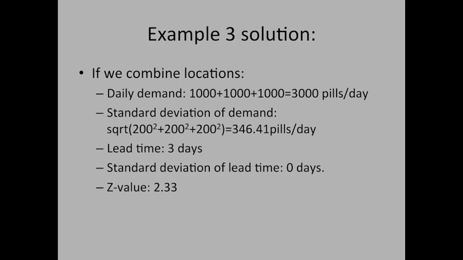What happens if we try to combine locations? Our daily demand will be the combined demand of all three locations, so 1,000 plus 1,000 plus 1,000 equals 3,000 pills a day. Our standard deviation of demand, we take the standard deviation of demand at each location, square it, add it up, then take the square root of the whole thing. So the square root of 200 squared plus 200 squared plus 200 squared equals about 346.4 pills a day.